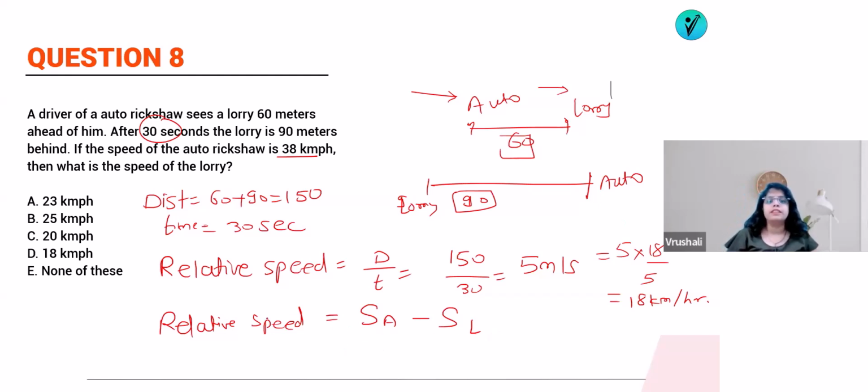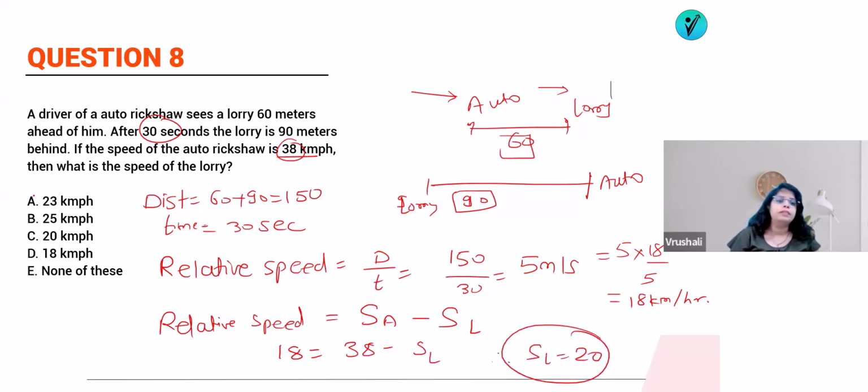So more minus less. So relative speed 18 is equal to the speed of the auto rickshaw, 38, minus the speed of the lorry. So the speed of the lorry will be equal to 38 minus 18, which means 20 kilometers per hour. So the answer will be the option number. That's it. Easier. This is the concept of relative speed. Now let's solve the next one. Jump on the next question.